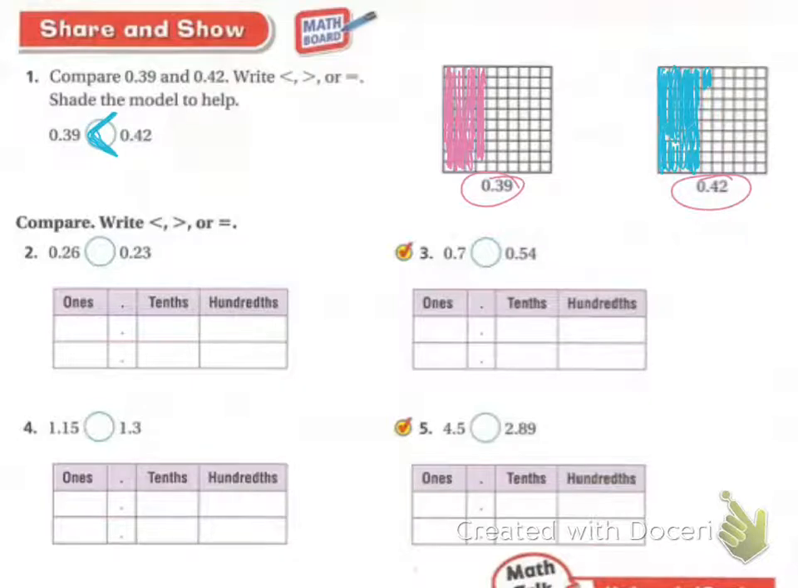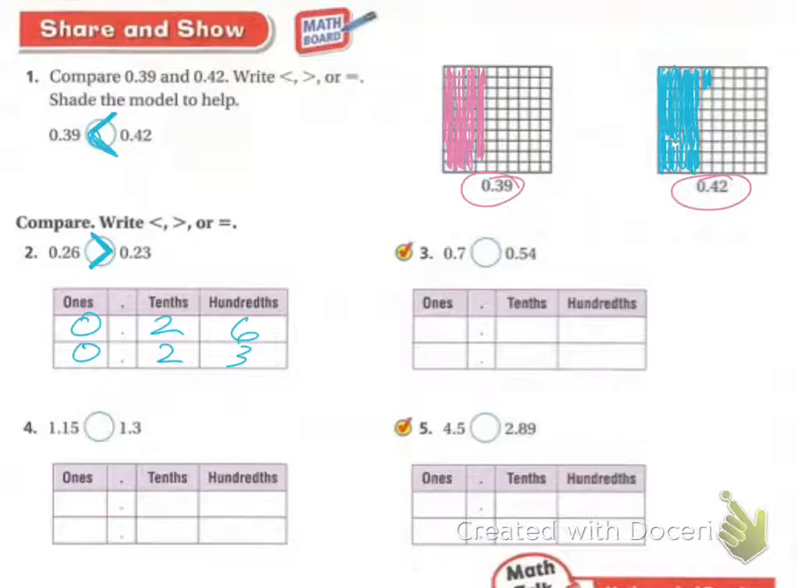Okay, number 2. Compare 26 hundredths and 23 hundredths. So let's write them here in this block. And we all know that 26 is bigger. So we want to eat the 26 hundredths or 26 cents.